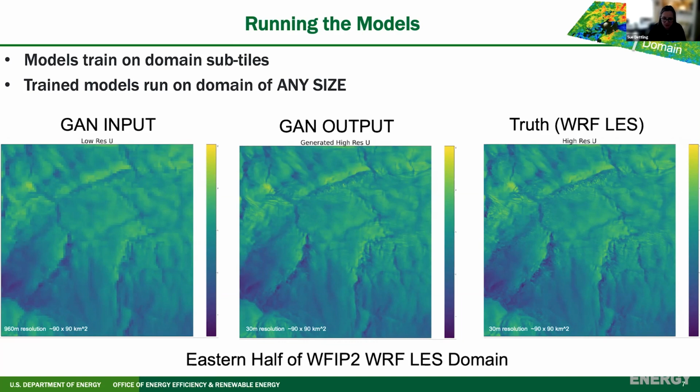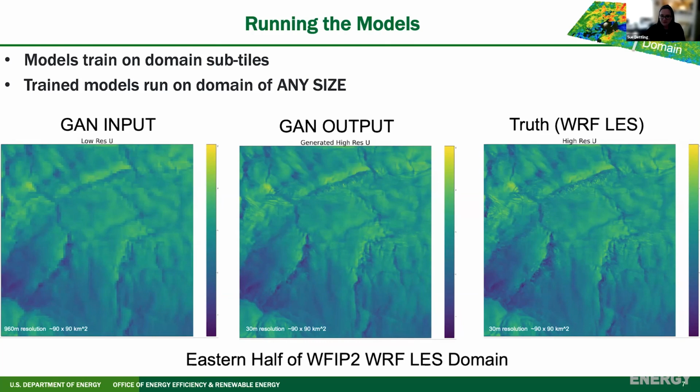In the truth WRF LES field on the right, you can see very rich and diverse flow characteristics across the domain. You can also see in the middle image that our deep networks working sequentially are able to generate very similar and visually plausible textures and features from the very low resolution starting point on the left.